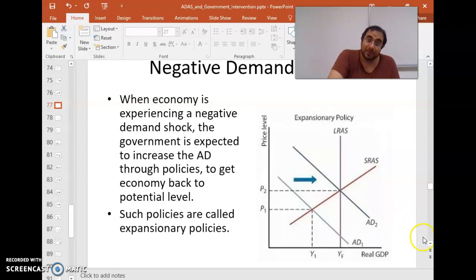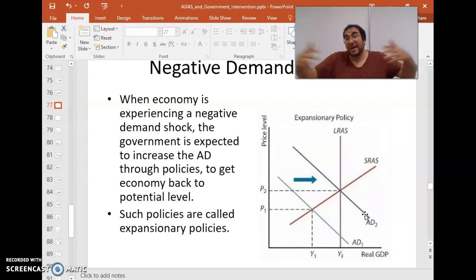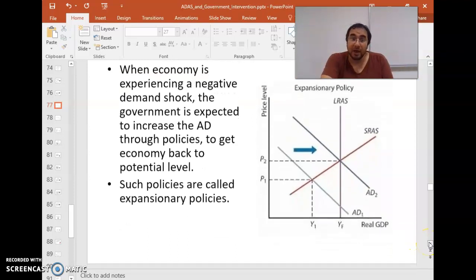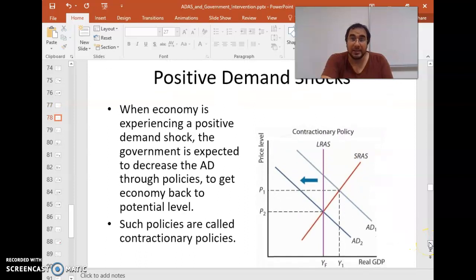These type of policies, government policies that aim to increase the output level back to the potential level, are called expansionary policies. You expand your economy, basically, the output level. So now we can go to the other case.